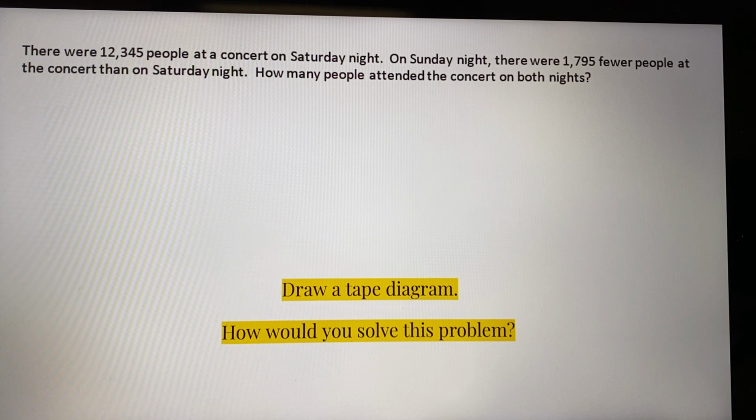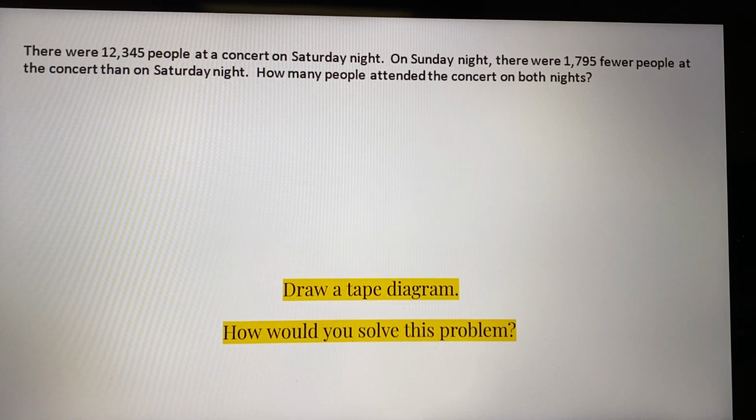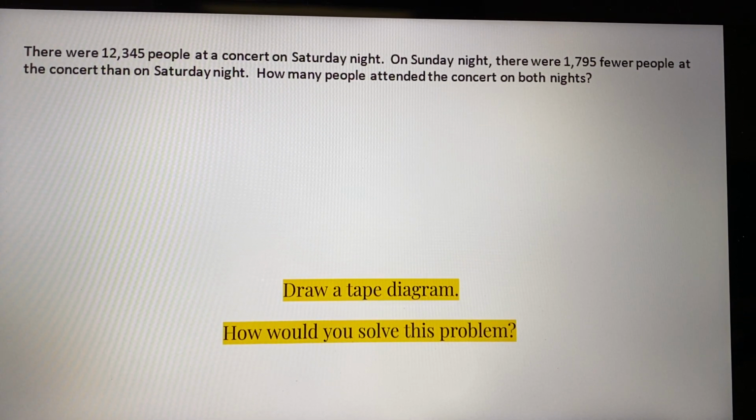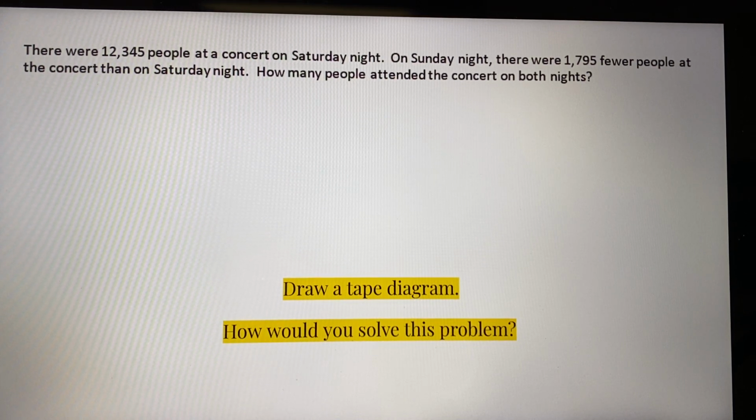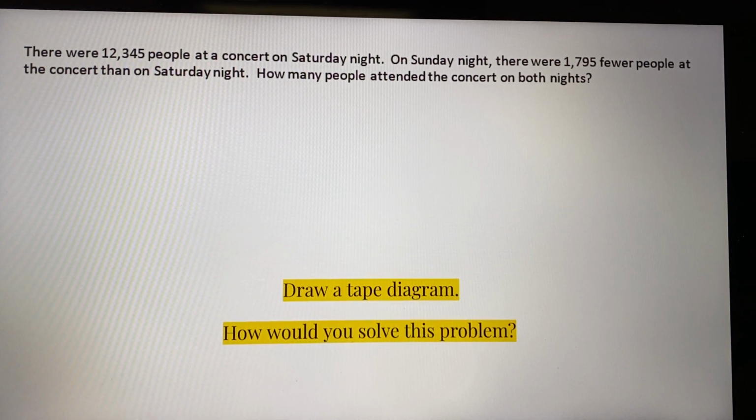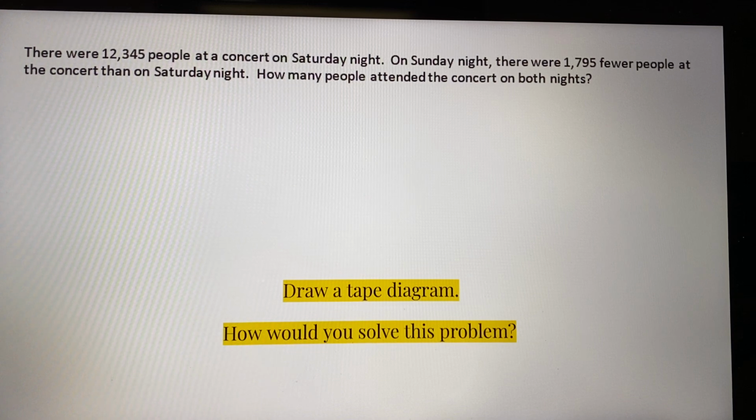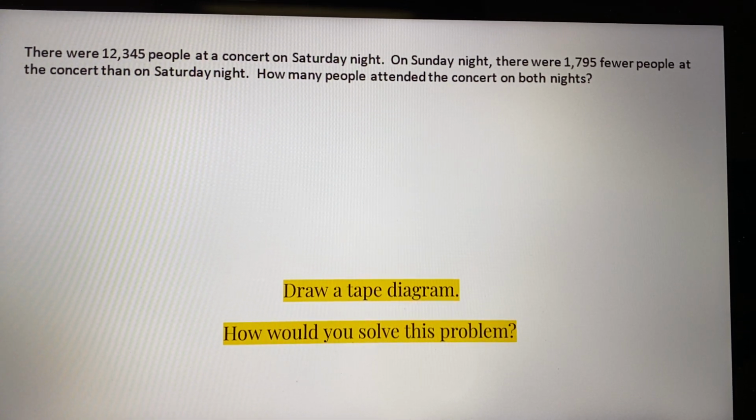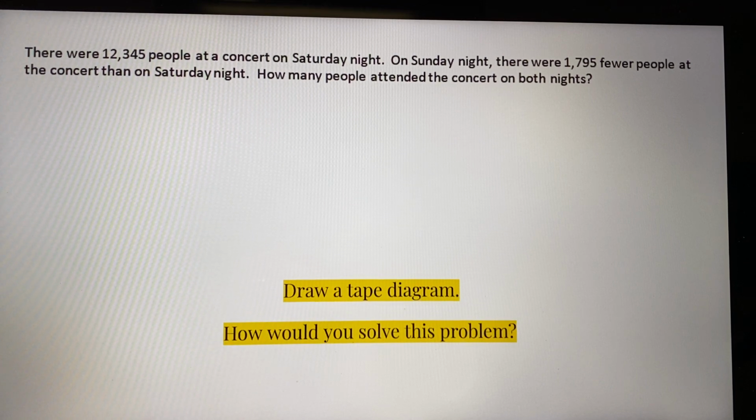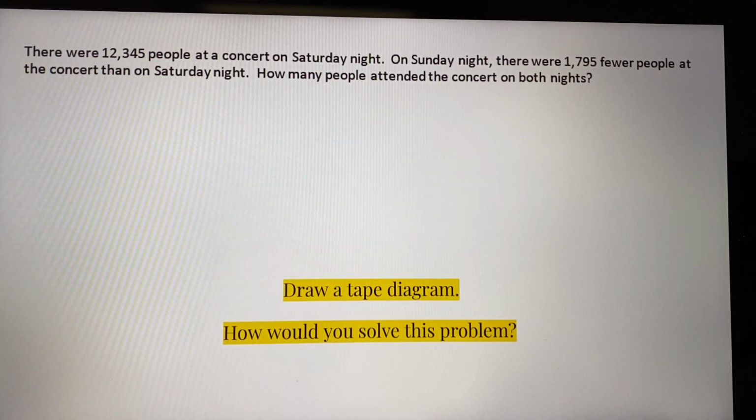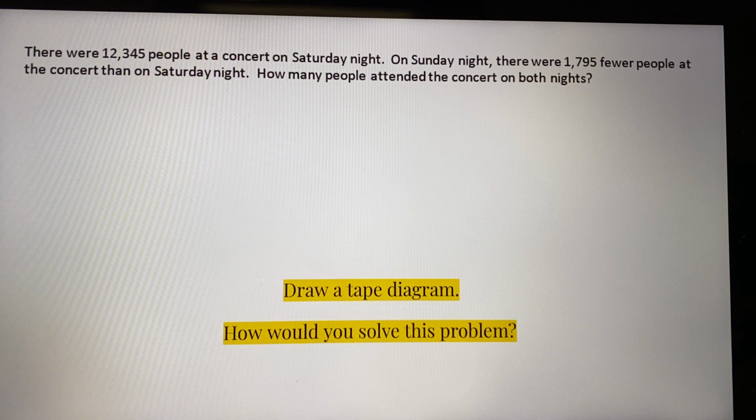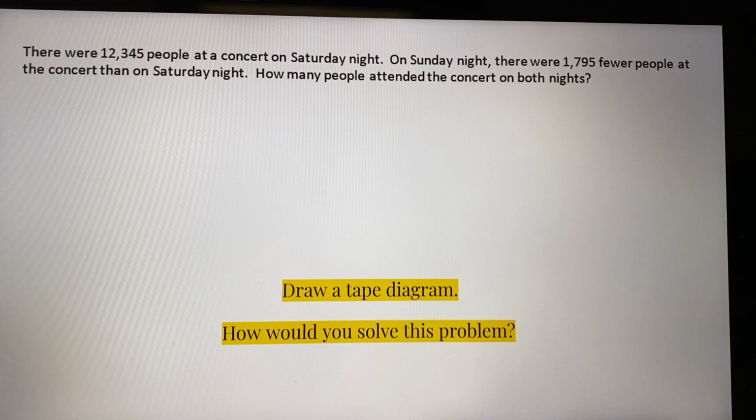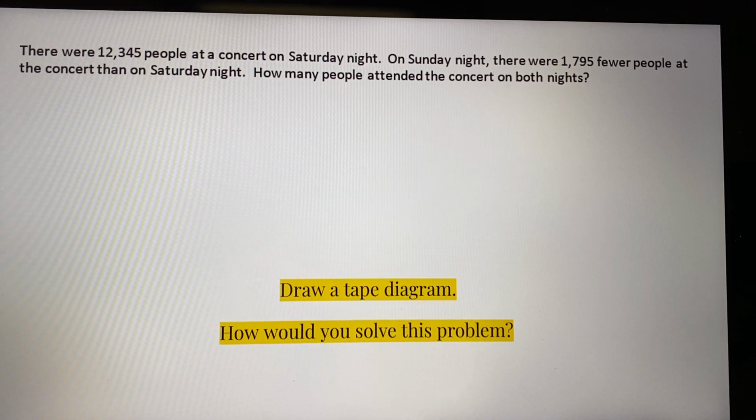Okay, so our next problem here was there are 12,345 people at a concert on Saturday night. On Sunday night, there were 1,795 fewer people at the concert than on Saturday night. How many people attended the concert on both nights? We're going to draw a tape diagram to solve this problem. And think about, how would you solve this problem?